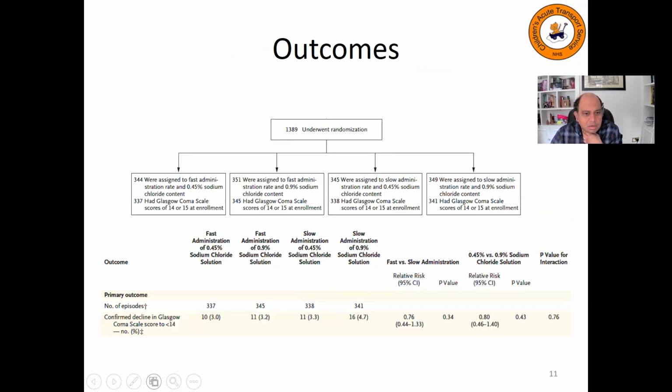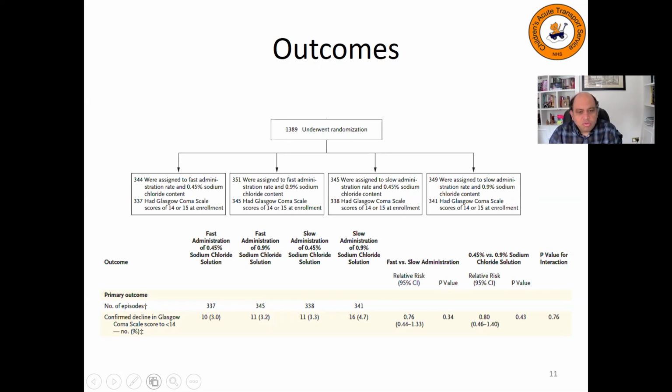So the bottom line, just to cut to the chase here, is that their primary outcome was a deterioration in level of consciousness within the first 24 hours of treatment, and having 2 values of less than 14 GCS. And you can see that the confirmed decline in GCS to under 14 was roughly 3 to 4% in all groups, and therefore there was no statistically significant difference between a fast versus a slow, or a 0.45 versus 0.9% saline or sodium chloride. So effectively, a null result for both concepts, fast and slow, and 0.45 and 0.9.